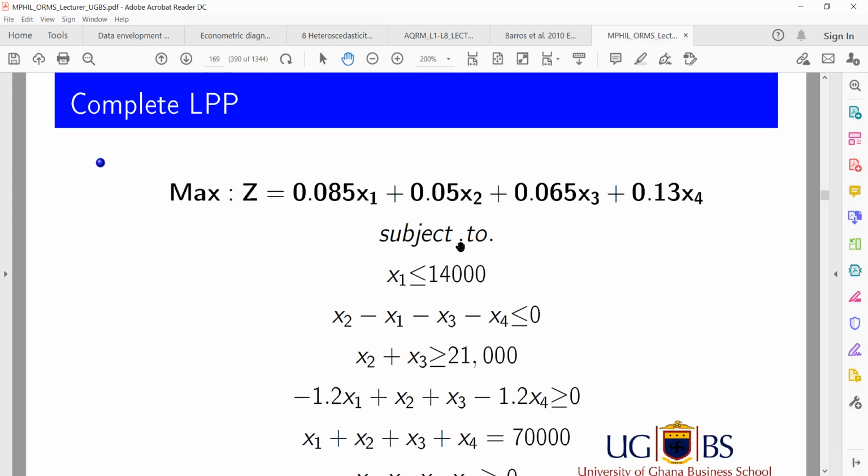Now we can put this thing in Excel. So let's go to Excel quickly and then drop it into Excel. So open your Excel and work along with me.